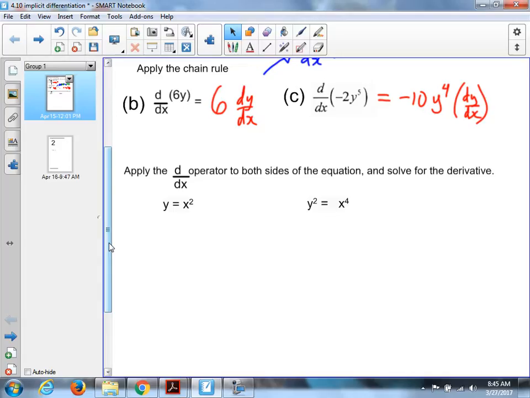Now, apply the dy by dx operator to both sides, then solve for the equation. So, if I take the derivative of the left side, the derivative of y is 1 dy by dx. We've been doing that automatically without thinking about it for the last month or so. If I do the derivative of the right side, I'm hoping you guys know it. Do it.